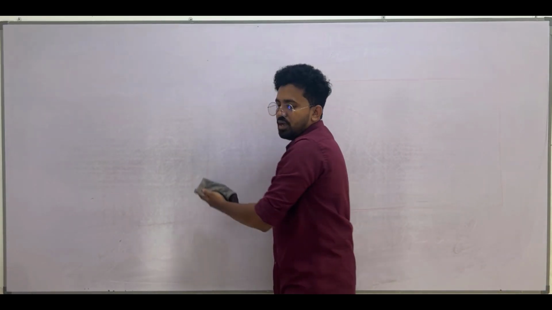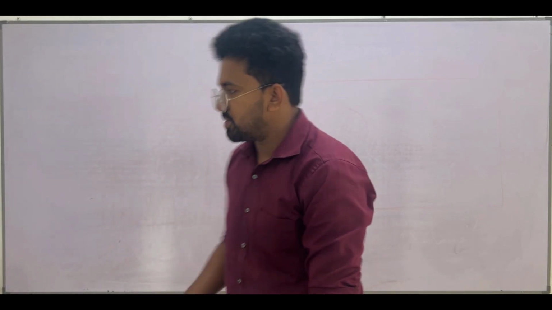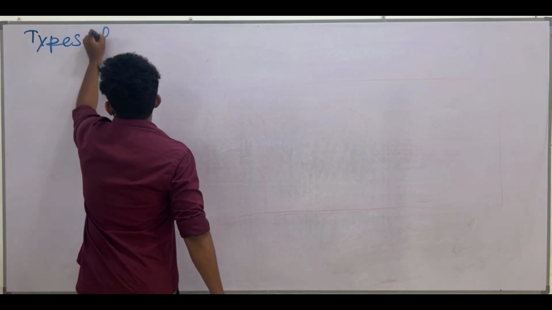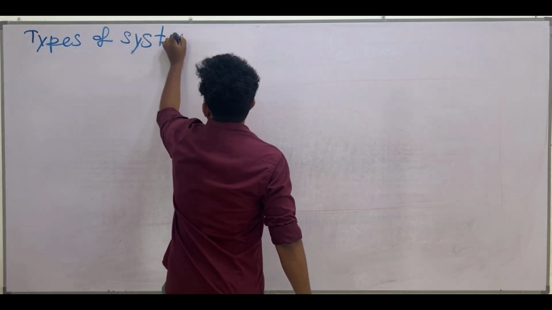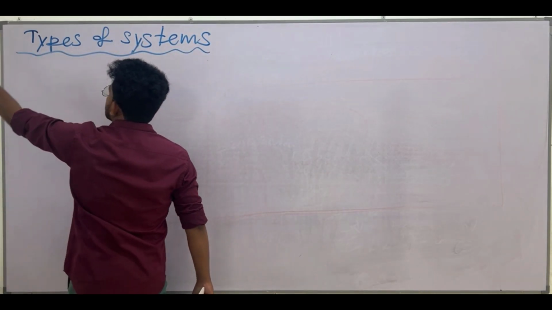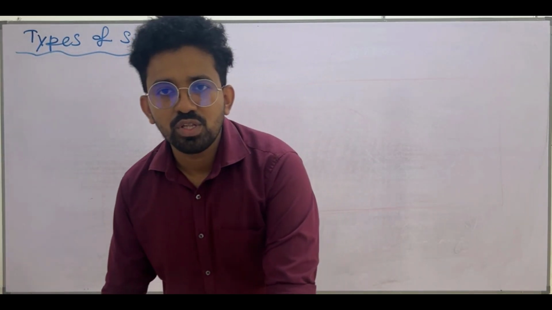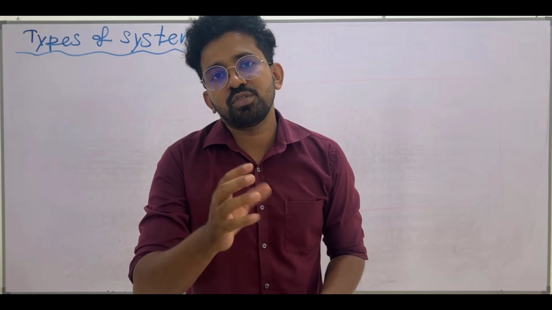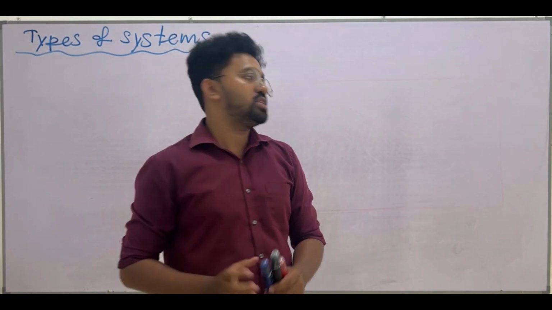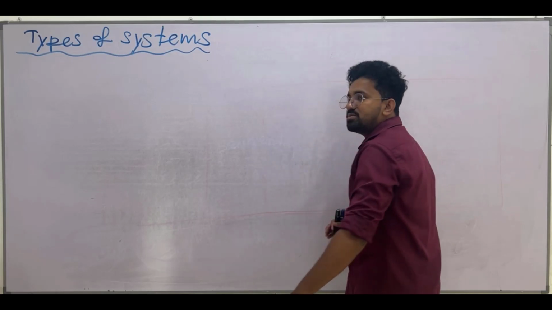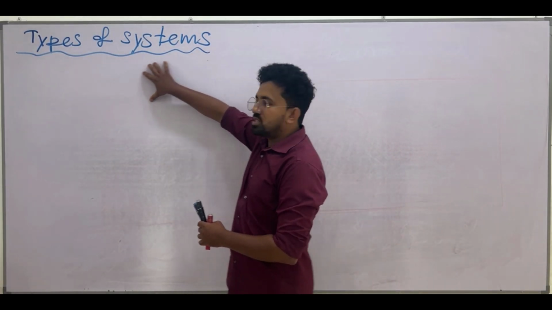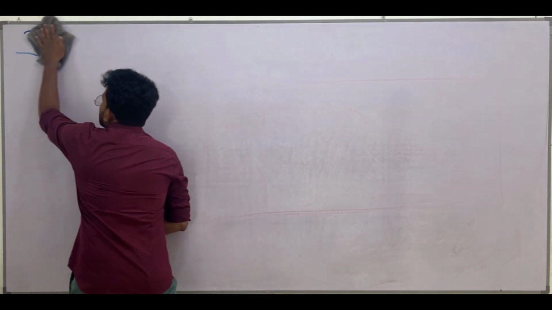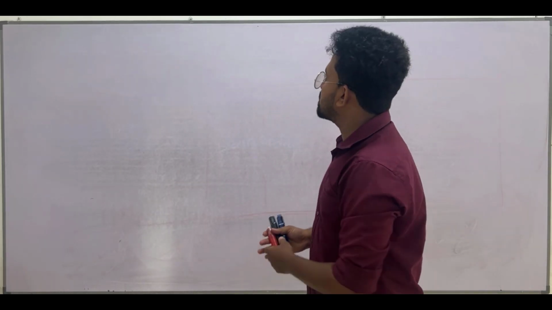Okay. Now in page number 4, types of systems. Basically, there are 3 types of systems that we need to learn. Write down the topic, types of systems, and then we have to learn about these 3 types of systems.